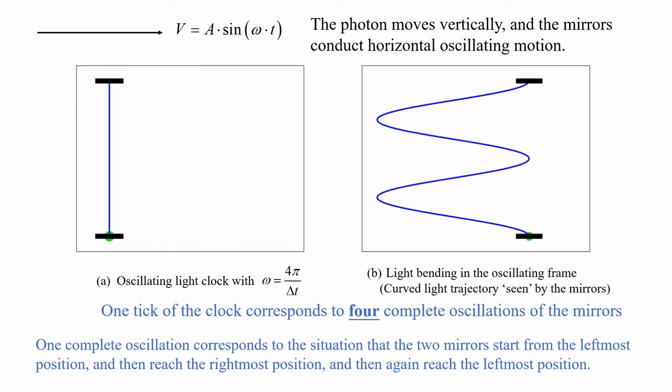This slide shows one tick of the clock corresponds to 4 complete oscillations of the mirrors. And video B here shows the light bending in the oscillating frame.